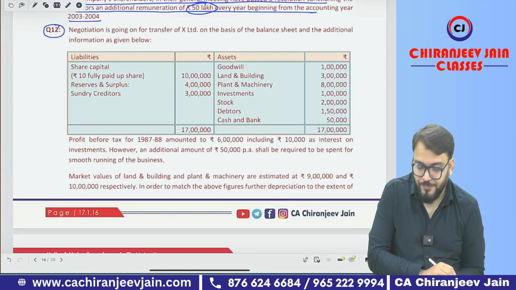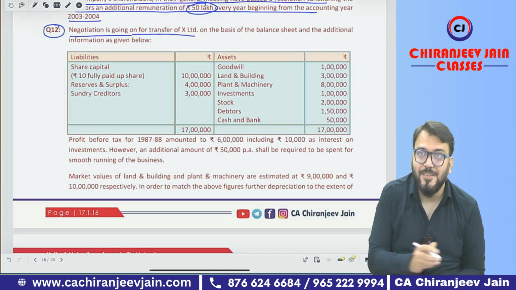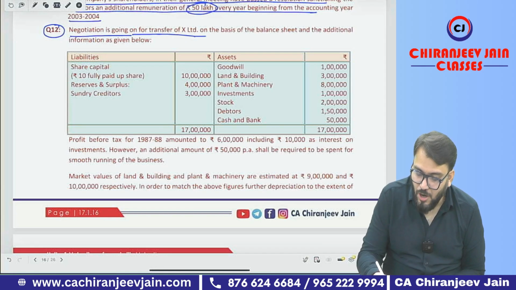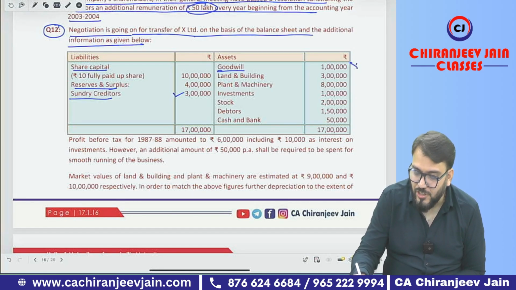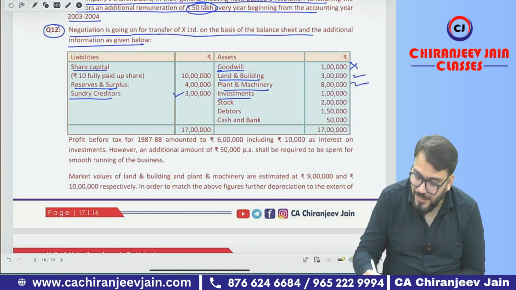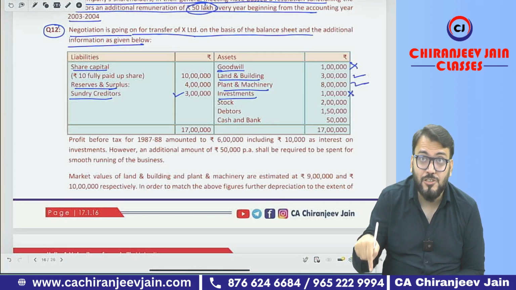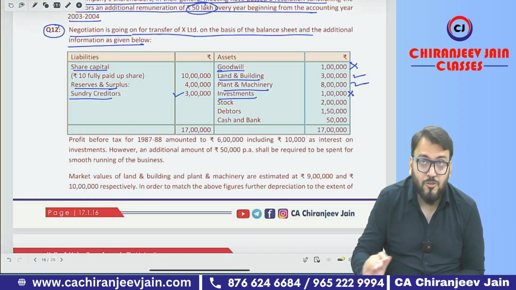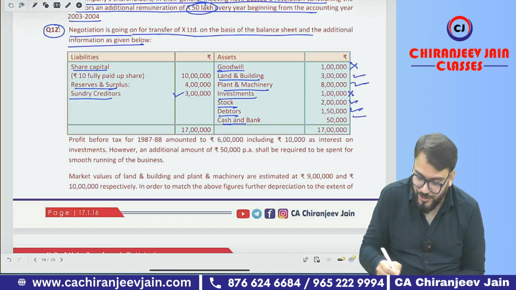Question number 12. Negotiation is going on for transfer of X Limited on the basis of balance sheet and additional information as given below. Means share capital, reserve and surplus, sundry creditor. This is creditor. Goodwill, 1 second, if the question is silent, we will not take it. Land and building, plant and machinery, investment. If the question is silent, we need to see whether the question says it is trade or non-trade. Question silent means non-trade. Stock, debtors, cash and bank. This will be taken into consideration.